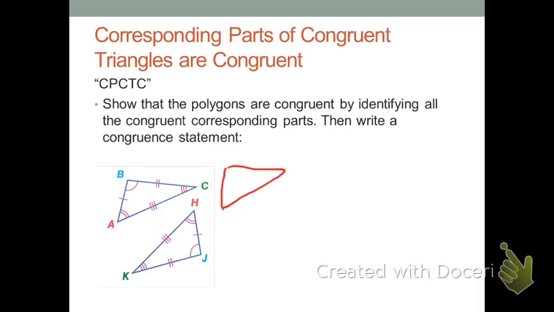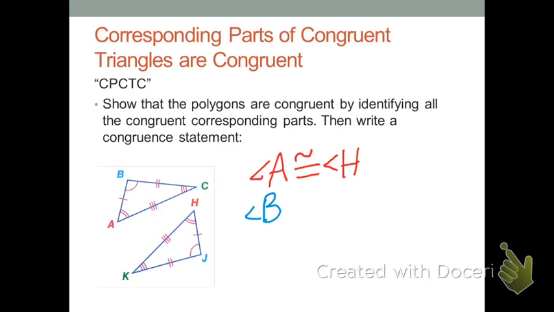So if we were to imagine lining our triangles up, we can see that we'd have matching and corresponding sides and angles. So if we're going to write down the corresponding angles, we can see they color-coded it for us. We can see that angle A is congruent. Remember, we have the equal sign with a little squiggly on top for congruent. So angle A is congruent to angle H. Then we have angle B is congruent to angle J. And angle C is congruent to angle K.